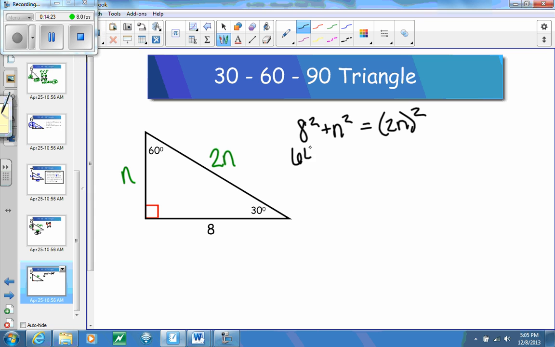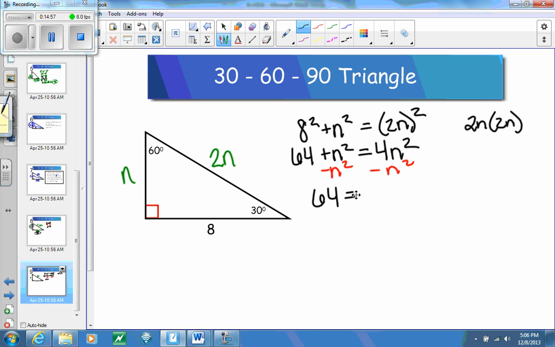So I've got 64 plus n squared is equal to, now here we have to be a little careful, because you're taking (2n) squared, so that means we're taking 2n times 2n, which is going to give me 4n squared. So I'm going to subtract both sides of our equation here by n squared. This leaves me with 64 is equal to 3n squared.